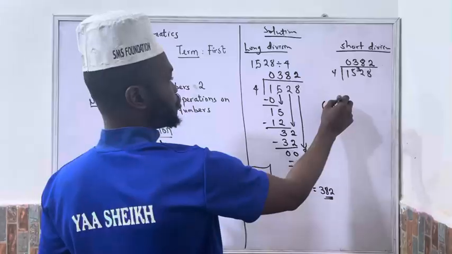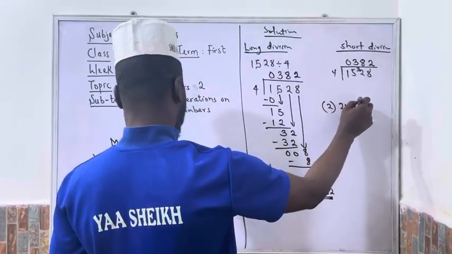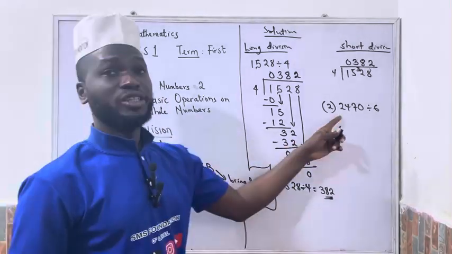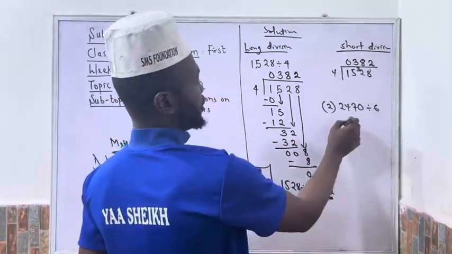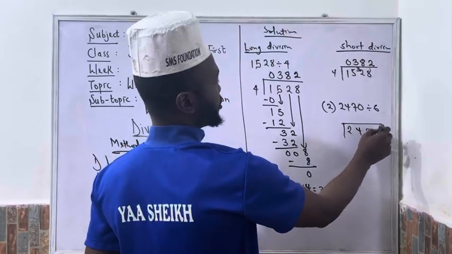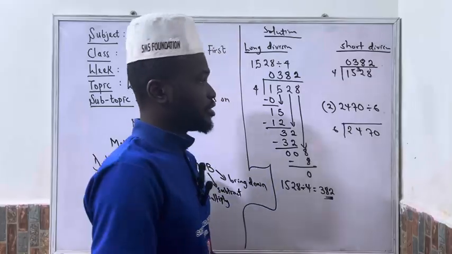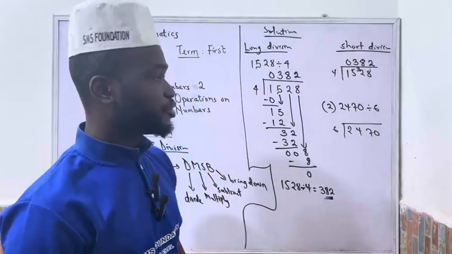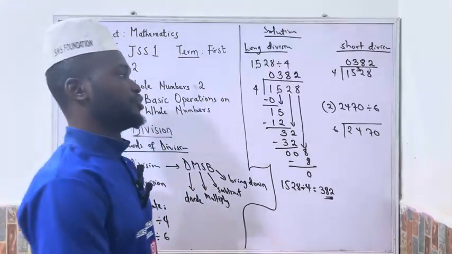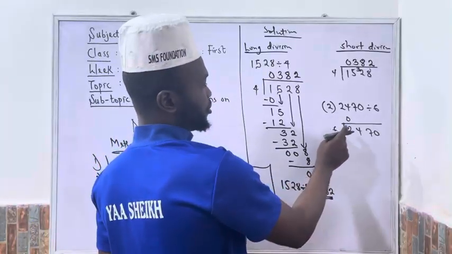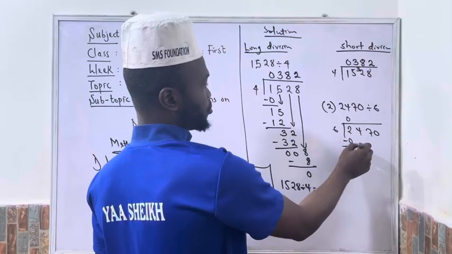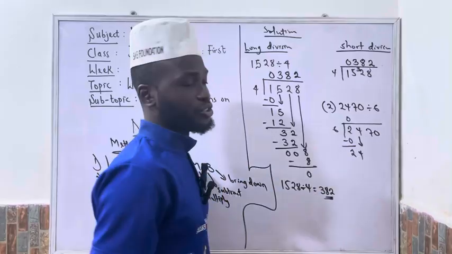Number 2 is 2470 divided by 6. Like I said, this is going to leave a remainder. So let's draw our table. I have 2470 divided by 6. Now, how many 6 can I get from 2? 6 from 2, that is impossible. So, I'll put 0 on top. 6 times 0, that will give me 0. Let's subtract. 2 minus 0, that's 2. Bring down the next digit, which is 4.